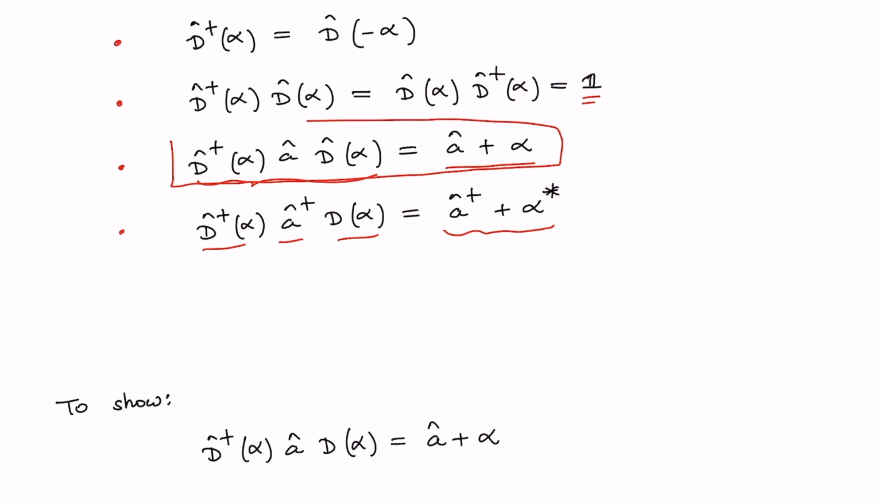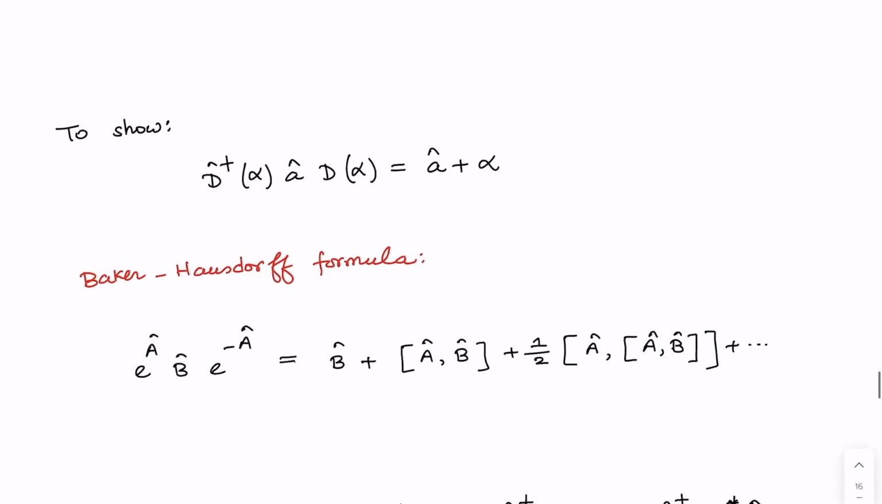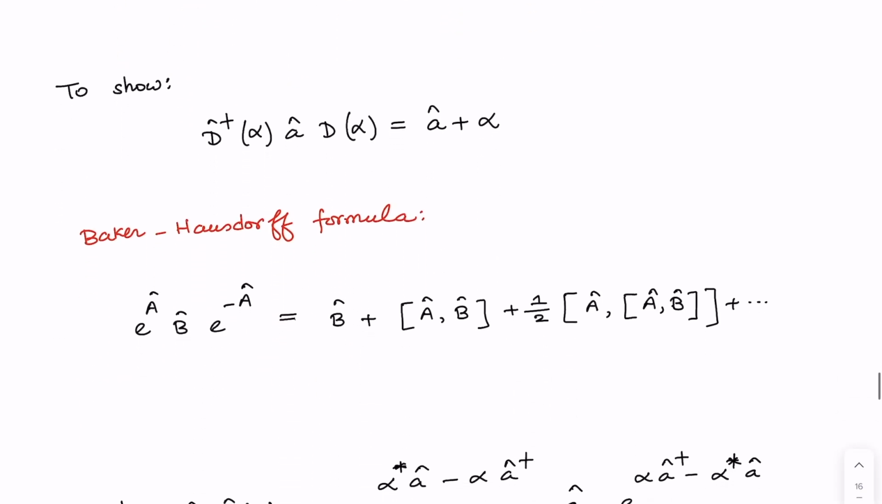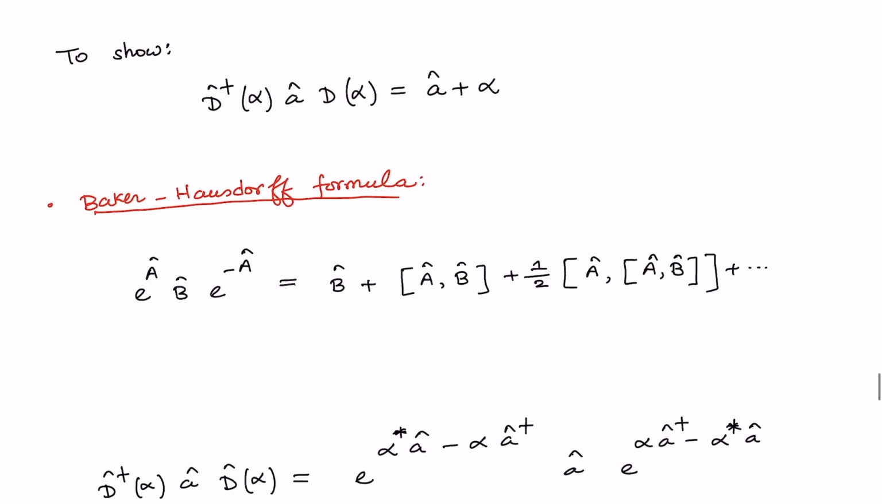In fact, let me quickly show you one of these properties. Say for example, let us show this. To show this, we have to use the so-called Baker-Hausdorff formula, and you may have seen the formula in your quantum mechanics course also, but it's very simple.